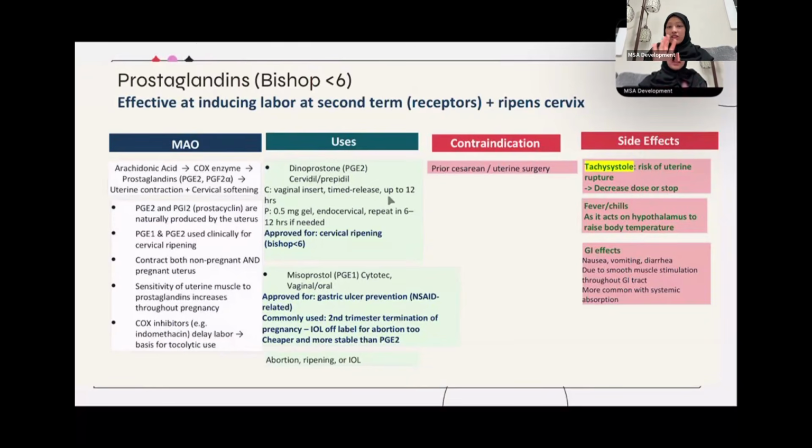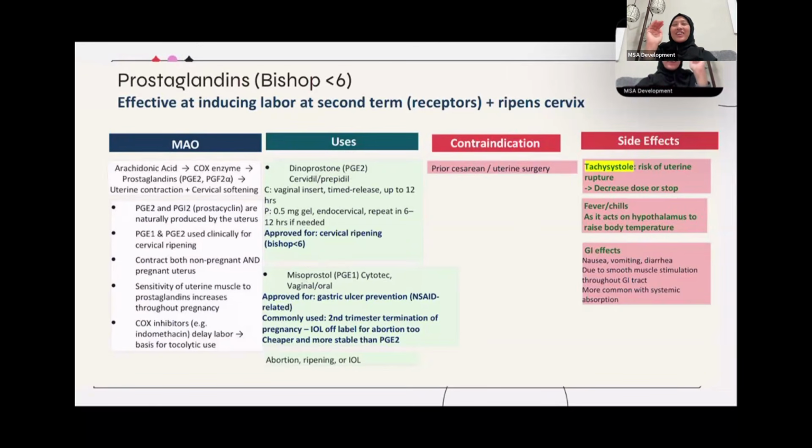Let's talk about contraindications. We said we do not want to use them in prior C-section. The side effect is the same, tachysystole, and then minor side effects like fever and GI upset. It doesn't have the other side effects of oxytocin. So PGE2 and PGE1. PGE1 is commonly used. It's called misoprostol. PGE2 is called dinoprostone. I like to keep that in my head: dino, and miso like the food.